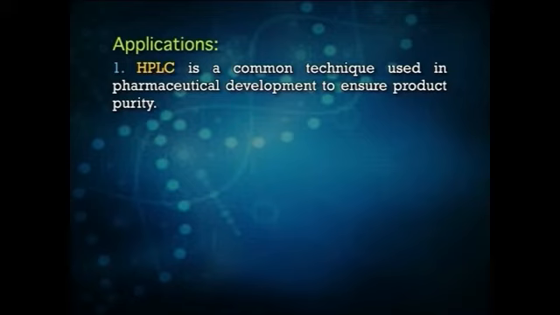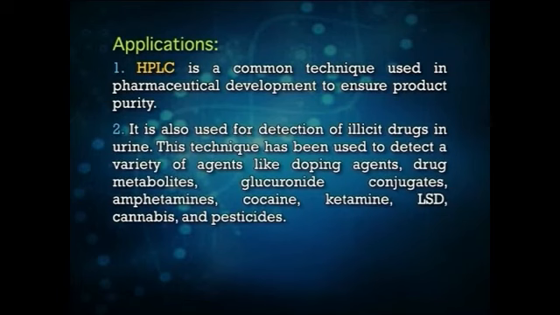First, HPLC is a common technique used in the pharmaceutical development to ensure product purity. Number 2, it is also used for detection of illicit drugs in urine. This technique has been used to detect a variety of agents like doping agents, drug metabolites, glucuronide conjugates, amphetamines, cocaine, ketamine, LSD, cannabis, and pesticides.